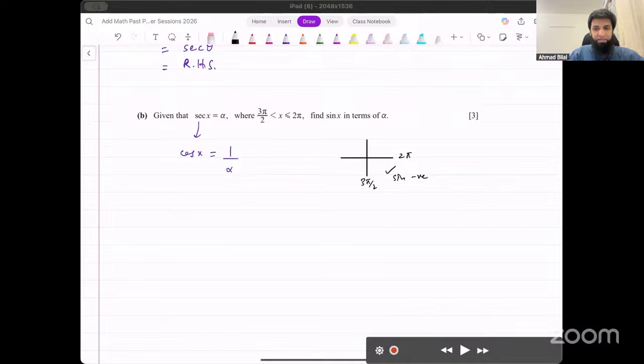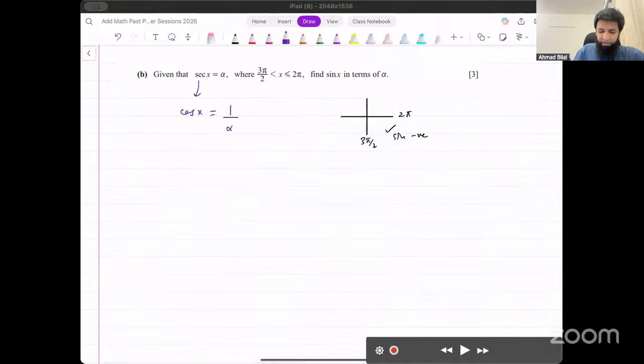Cos is positive, but sine is negative. So given the value for cos, can we find sine now? We can use an identity, right? We can say sine square x is going to equal 1 minus cos square x. That's 1 minus 1 over alpha whole squared, or just 1 minus 1 over alpha squared. Simplify this. This gives you alpha squared minus 1 divided by alpha squared. This is what sine square x is equal to.